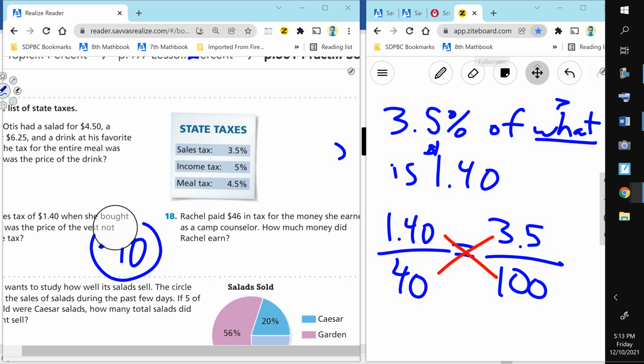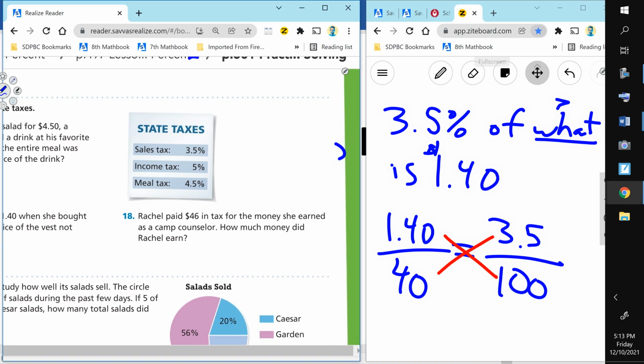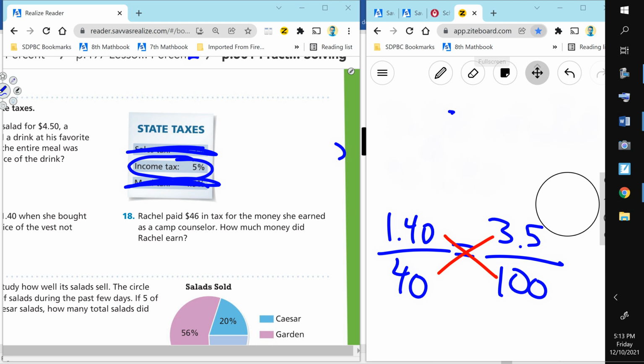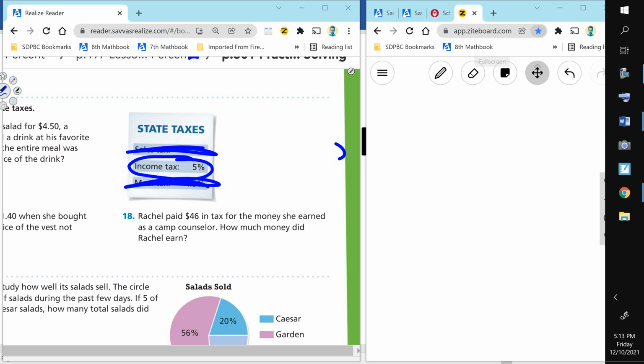Okay, number 18. Rachel paid $46 in tax for the money she earned. So income tax is going to be earned money. So we're going to be looking at the income tax rate for this one, okay? So how much money did she earn if this is her tax?